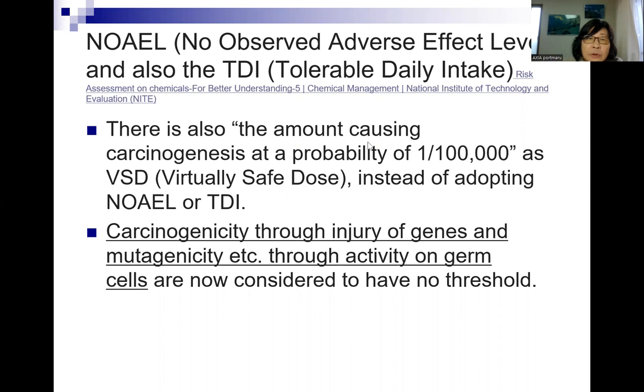There's also the amount causing carcinogenesis at a probability of 1 per 100,000th as VSD, virtually safe dose, instead of adopting NOEL or TDI. Carcinogenicity through injury of genes and mutagenicity and so on through activity on germ cells are now considered to have no threshold. If there is no threshold, it can't be detected. It's more severe.